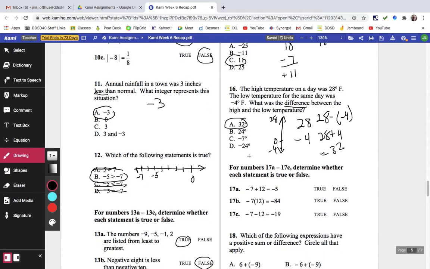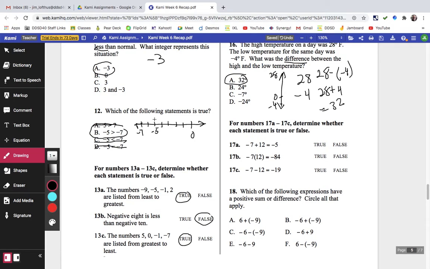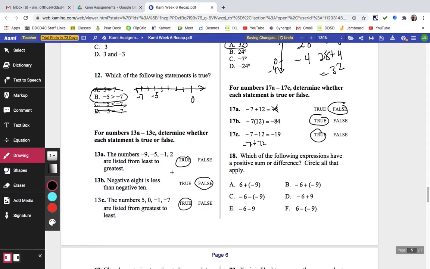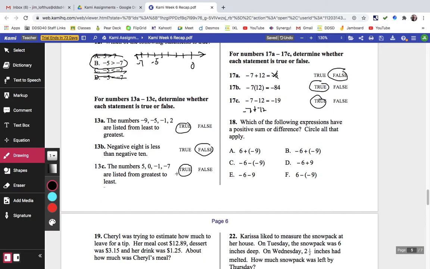For number 17, A through 17C, determine whether each statement is true or false. We're going to find the difference, and there's more positive, so that's not true. That's false. We're going to multiply these, and we haven't done these yet. Sorry about that. But this is negative. That's true. We'll be getting to that. And -7 minus 12 is even more negative. That's the same as -7 plus a -12. That is true.